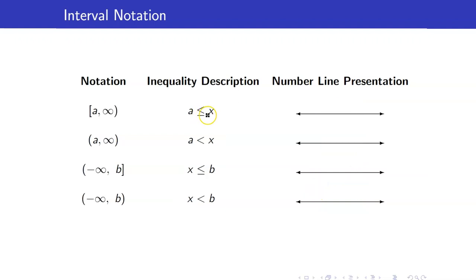If x is greater than or equal to a, so we have this is a. A can be a possible value for x. That one. So we use a to infinity. And then a is less than x. And then here, x is less than or equal to b. So b is included and all the values on the left of b. And here, it's just the same except that b is not included.